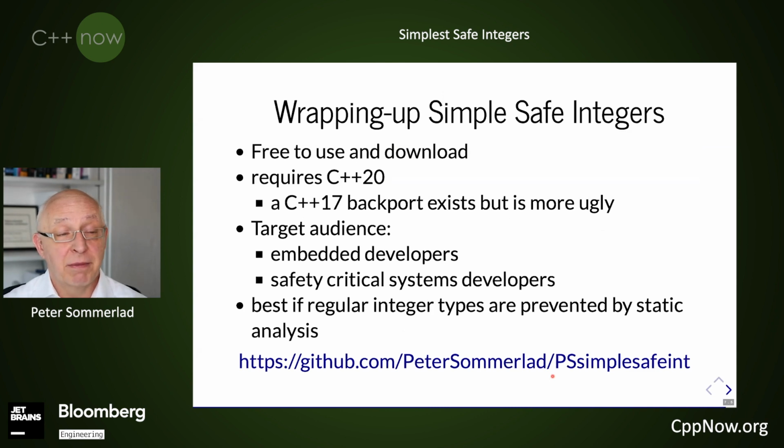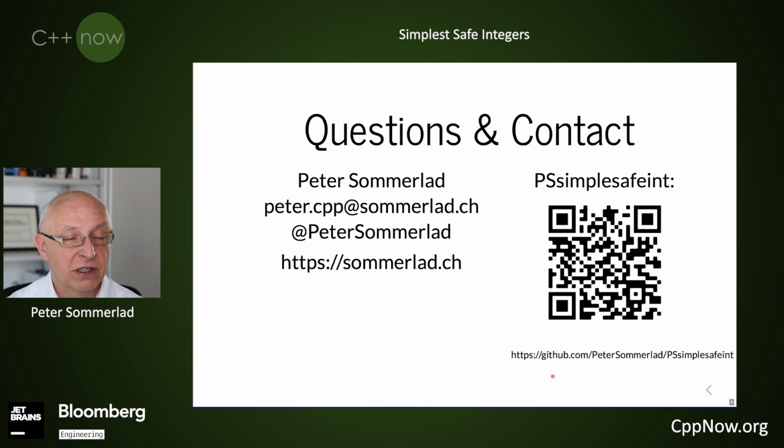Now, wrapping up: the library PS Simple Safe Integers is free to use and download. It requires C++20 unless you check out the C++17 branch. My target audience are embedded developers or safety critical system developers where, let's say, undefined behavior on integer overflow is a curse. And it's best if you have additional static analysis or checkers that prevent you from accidentally using the regular integers. But that's more. And now let's go to questions.